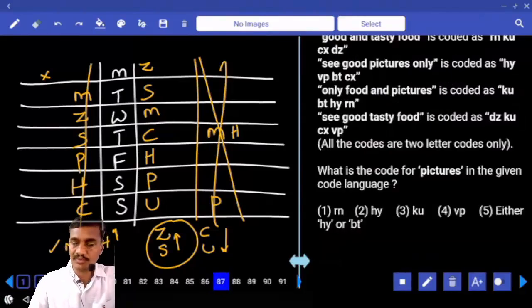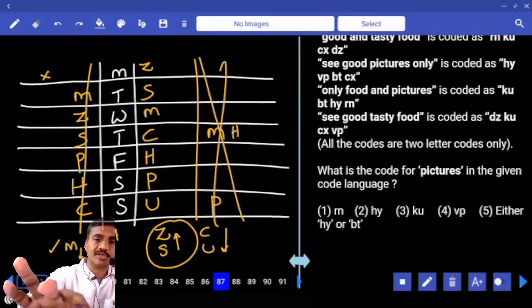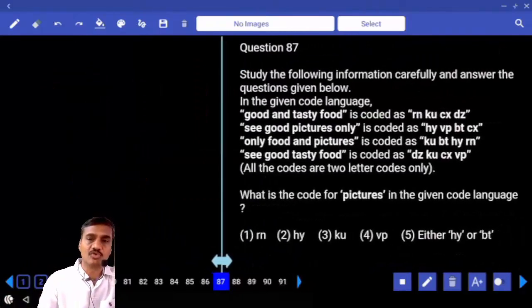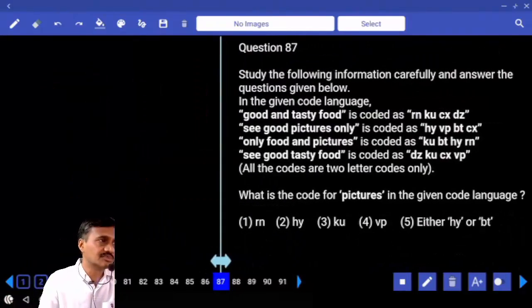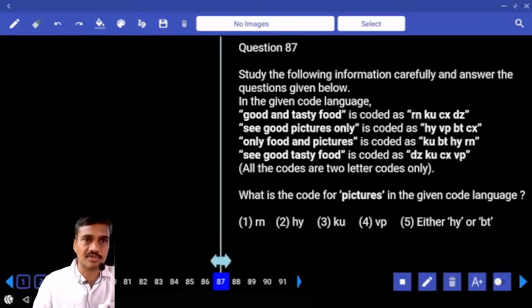And 87 to 90. Now 87 to 89. Now, is Japan the first or the second priority? First priority. Coding and decoding, coded inequalities, syllogisms, sequence, alphabets, all these must be under the first priority. Then, only 3 questions were given under this one. Try to do them directly.